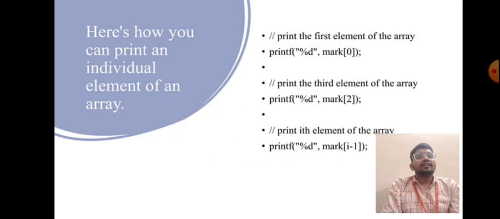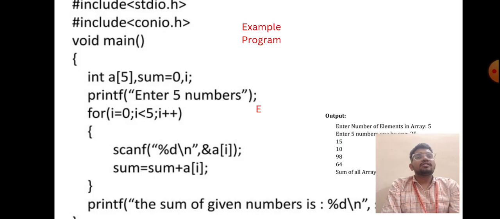For printing the elements of an array, we use printf statements: printf %d marks of 0, and for the loop printf %d marks of i minus 1. So we use printf statements for printing the array elements. Here is a simple program for a one-dimension array for the sum of elements in an array.